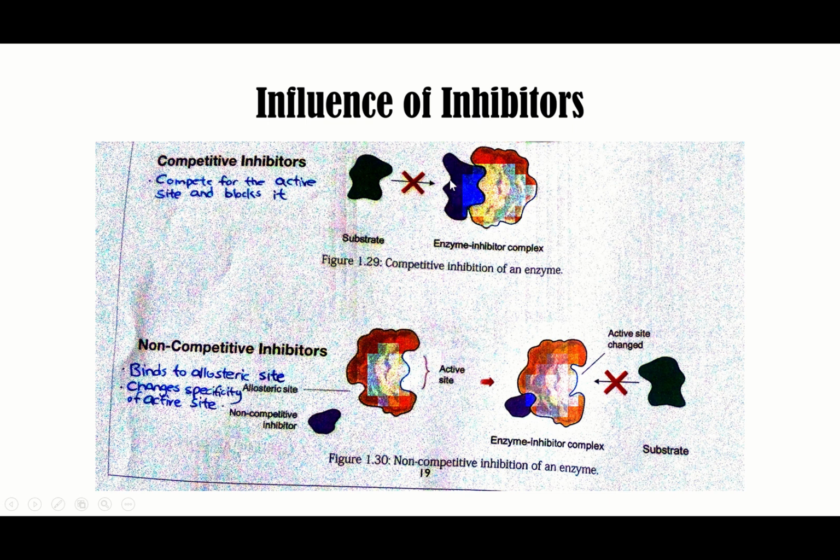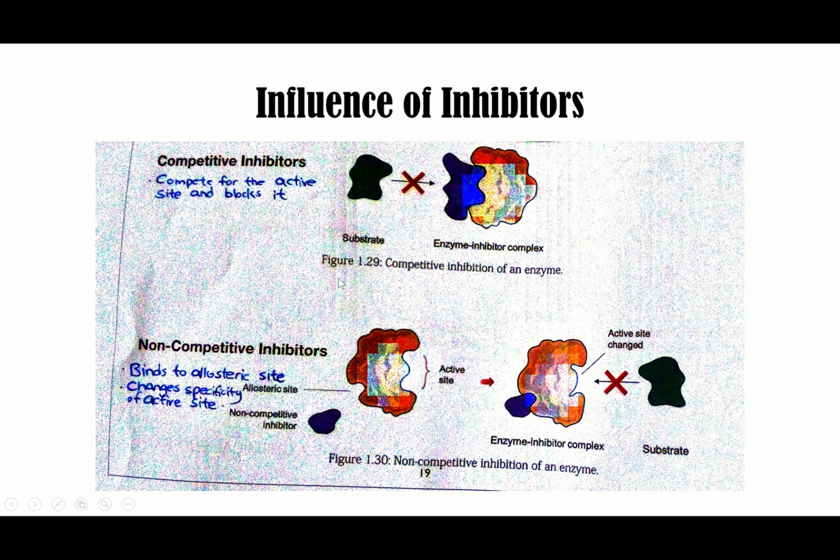the substrate. So when a substrate comes, usually it would just naturally bind into this position. But since this is now taken up by a competitive inhibitor, a substrate cannot bind to the 3D shape of the enzyme. So you just have this bound to an enzyme, which doesn't do anything because this isn't a substrate.